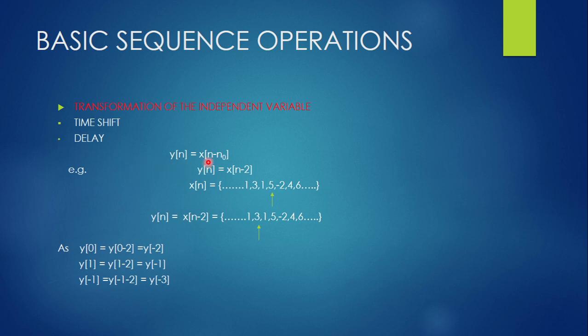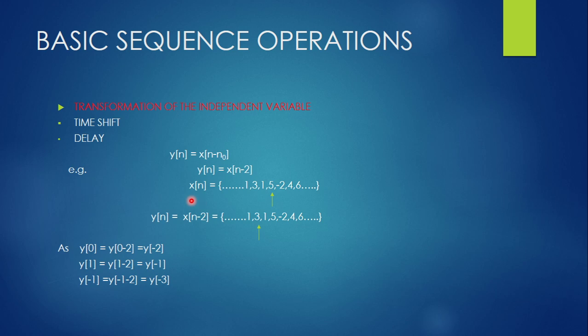Suppose we have a sequence x[n] and its delayed signal is y[n], that is equal to x[n minus n0]. It is delayed by n0 samples. For example, y[n] is equal to x[n minus 2]. This means x[n] is delayed by 2, that makes the signal y[n]. You take a sequence, delay it by 2 samples, and what you get is your delayed sequence.